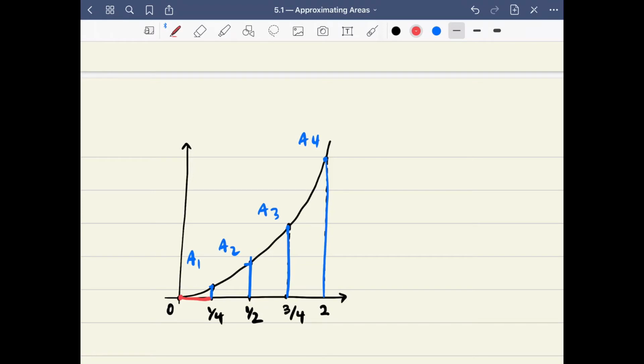And for the second interval, I'm going to choose for the height the value of the function at the left endpoint. So I'm going to construct this rectangle. And I keep doing that. So for the third one, I choose this. And for the last one, I choose this. Okay. So basically, I don't need this part anymore.